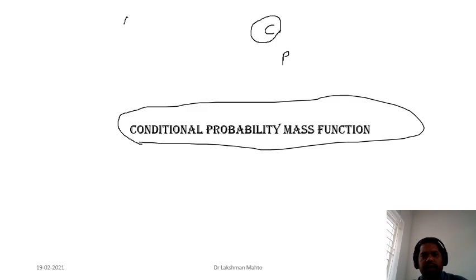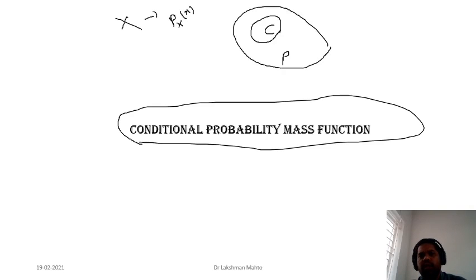So initially you have a random variable X in that random experiment. With respect to that random variable, you always define a probability mass function that we denote by small p_X, with the suffix X denoting the corresponding random variable. Now, this is the second scenario where you already have some partial information about the random experiment. So based on this information C, do we see any change in the probability mass function? Yeah, definitely there would be a change.